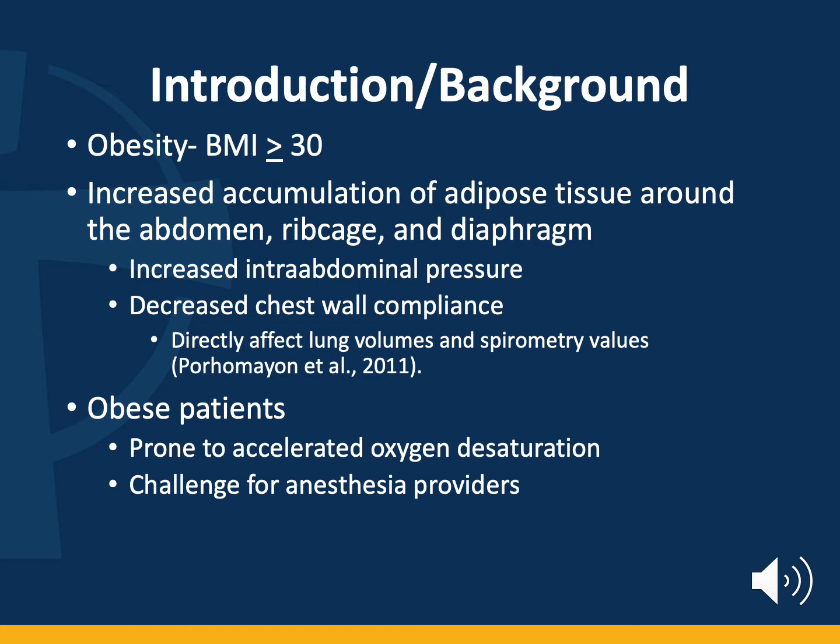Obesity, defined as a body mass index greater than or equal to 30 kilograms per meter squared, has historically been associated with detrimental effects on pulmonary function. Increased accumulation of adipose tissue around the abdomen, rib cage, and diaphragm contributes to increased intra-abdominal pressure and decreased chest wall compliance. These alterations in normal respiratory mechanics directly affect lung volumes and spirometry values.